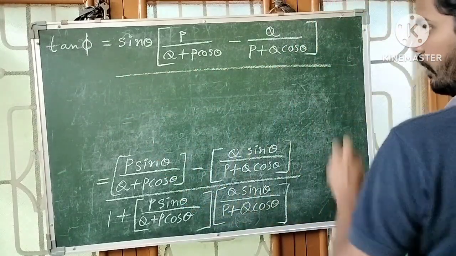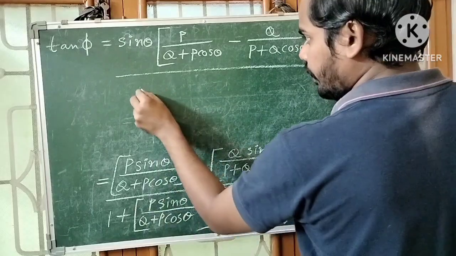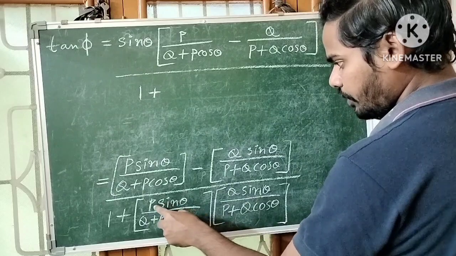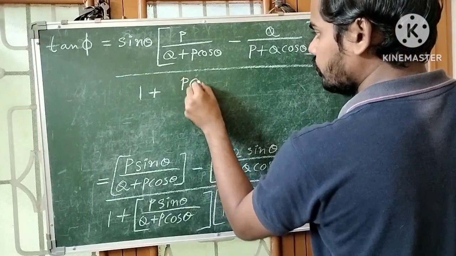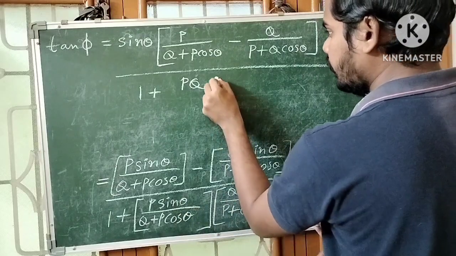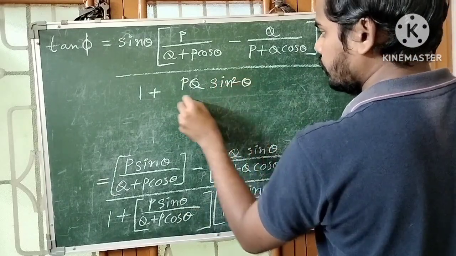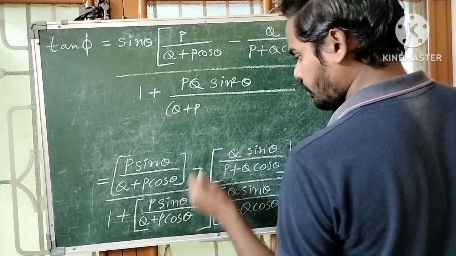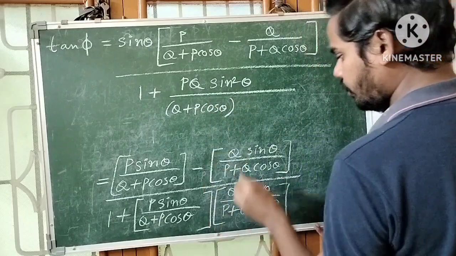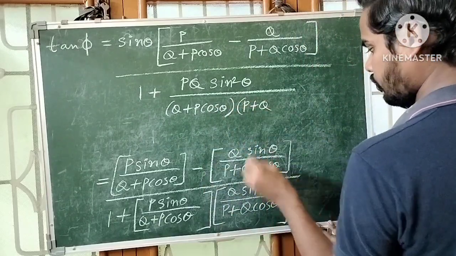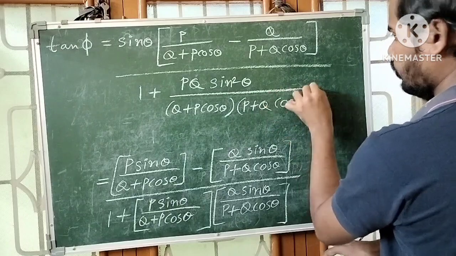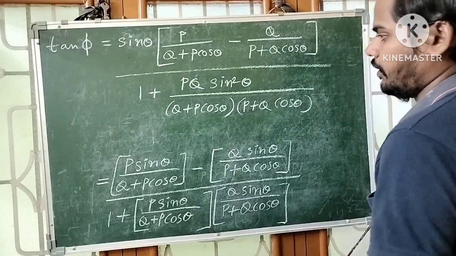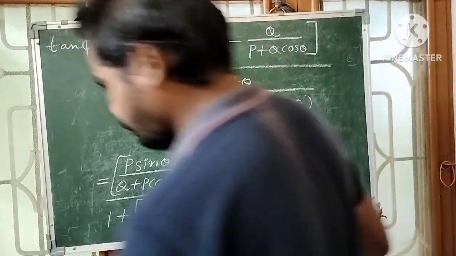So whole divided by the denominator, 1 plus the product of numerators by the product of denominators. So p into q, pq, sin theta into sin theta, sin square theta, whole divided by q plus p cos theta into p plus q cos theta. So product of numerators by product of denominators. Let's simplify further.